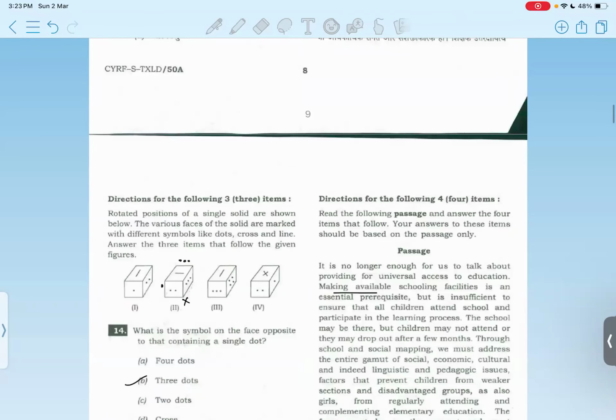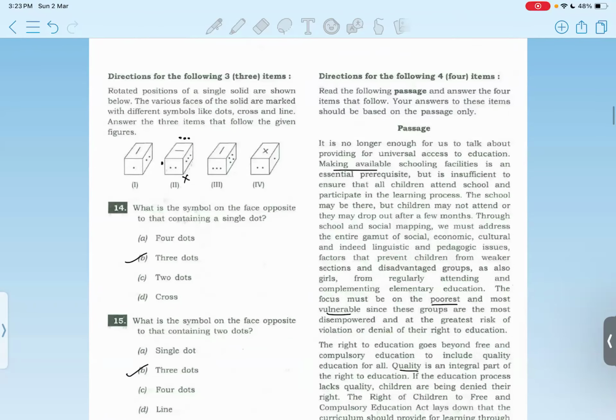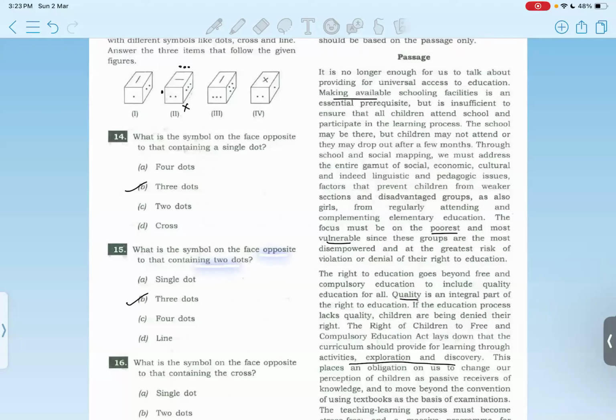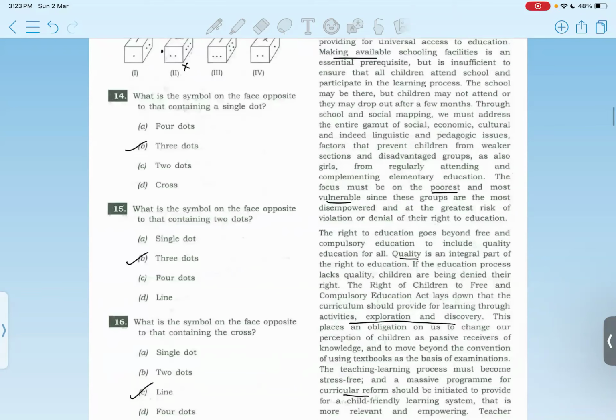Now, question number 14. We are given these figures and we have to identify the symbols. The 14th question is asking, what is the symbol on the face opposite to that containing a single dot? If you just visualize and see what would be the most appropriate one, it should be 3 dots opposite to this face of 1 dot. Option B. Then what is the symbol on the face opposite to that containing 2 dots? So for 2 dots, it would be 3 dots, the opposite one. Option B.